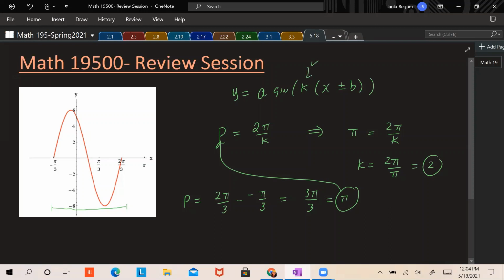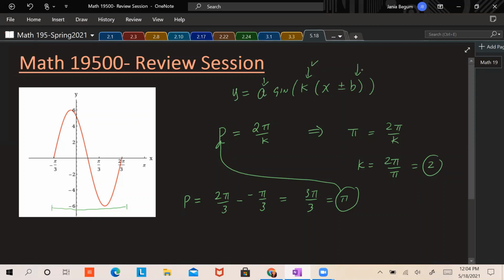Now, do we know a? Do we know the amplitude of this function? Yes, it's 6. Right, because the height is 6, and then low it goes negative 6. So we also know a, that's 6. Now, the only thing we need to find out is what is the b value, meaning if there is a horizontal shift from the basic sine function.